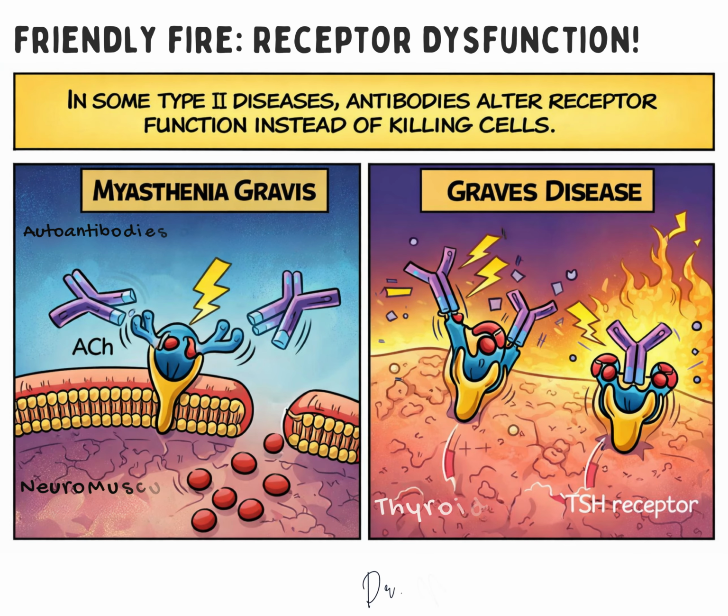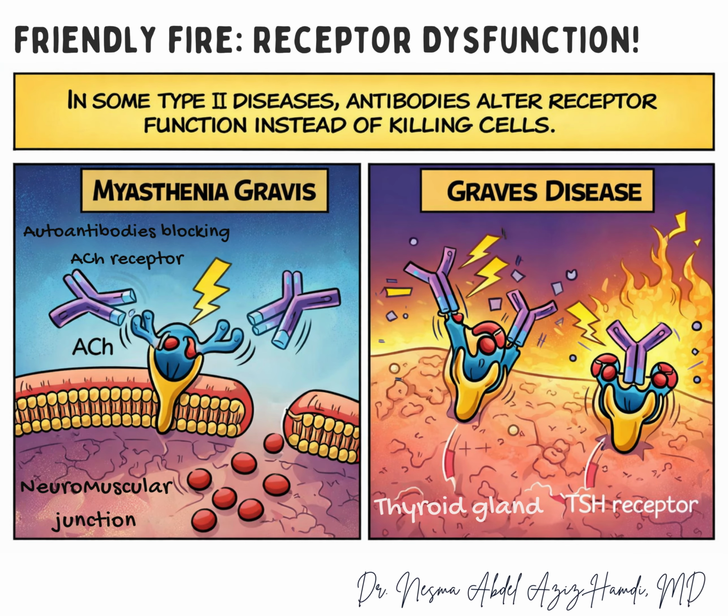Beyond direct cell destruction, type 2 hypersensitivity can also manifest as receptor dysfunction. In conditions like myasthenia gravis, antibodies block essential receptors, such as the acetylcholine receptor at the neuromuscular junction, impairing nerve-to-muscle communication and leading to muscle weakness.